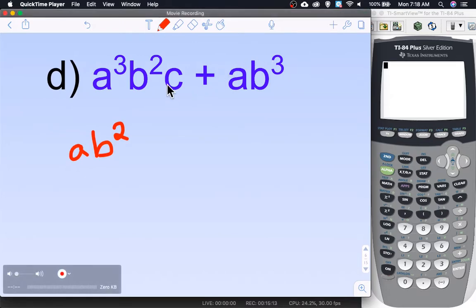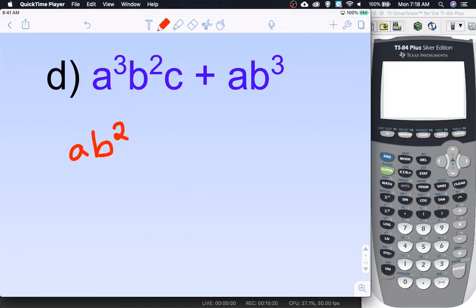They do not both have a c they can give up. The second term here does not have a c. All right, so I found the greatest common factor, GCF.